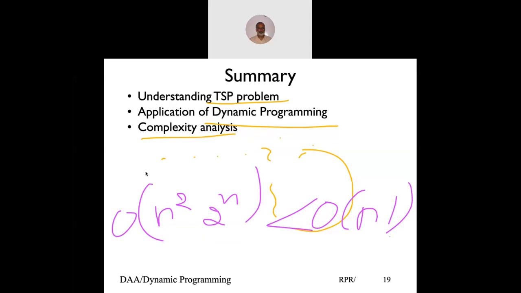Tomorrow we'll discuss the last topic in dynamic programming, which is reliability analysis, and we'll look at how to do that, and then we'll continue with that.